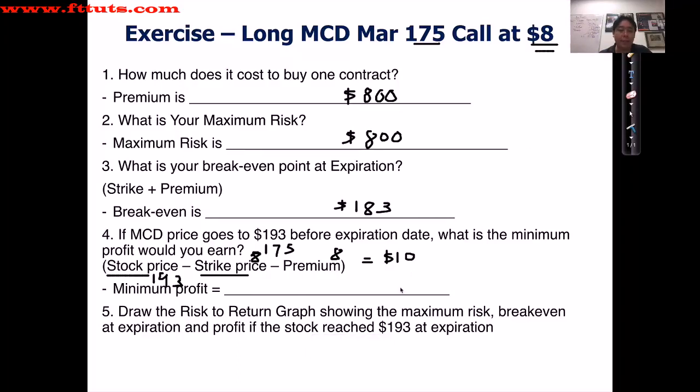All right, so your minimum profit would be $10 multiplied by 100. That would be $1,000. That would be the minimum profit you would make if McDonald's goes to 193 at expiration. And again, if you sell it before expiration, you get more than $1,000 because you have got the extrinsic value on top of the intrinsic value over here.